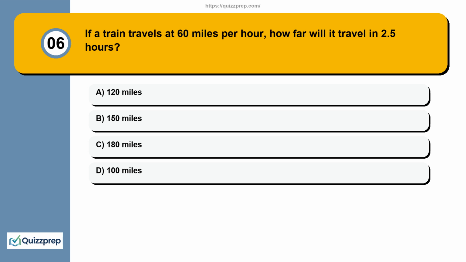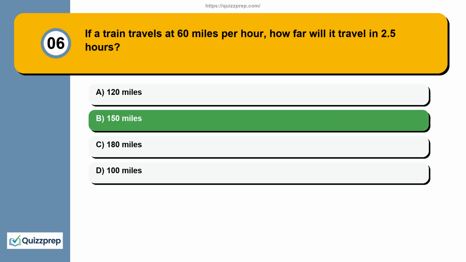Question 6. If a train travels at 60 miles per hour, how far will it travel in 2.5 hours? Here are your options. Option A. 120 miles. Option B. 150 miles. Option C. 180 miles. Option D. 100 miles. The correct answer is option B.